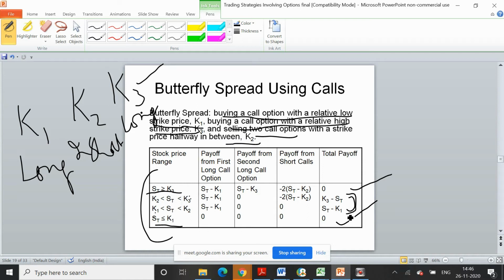But you do not know in which direction it can go. You do not know whether it will go towards K3 or towards K1. But you know the broader range. And there are option contracts available. Then you can create a butterfly spread strategy using call options only. So you take 4 positions in the call options and you can maximize your profits.